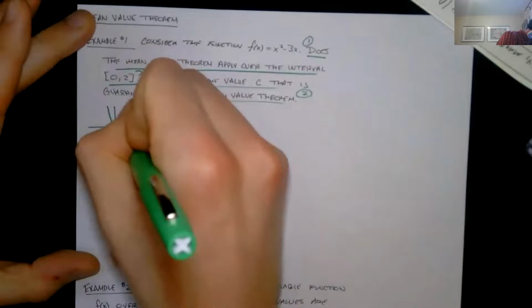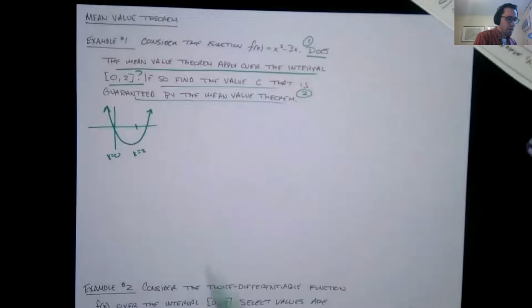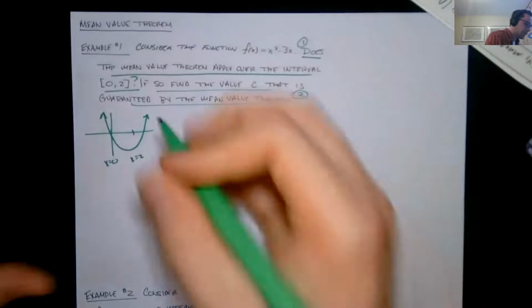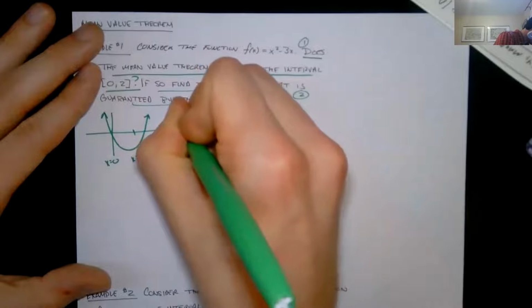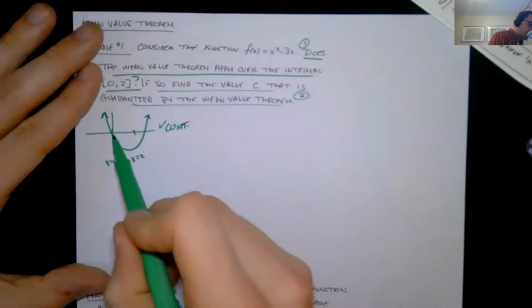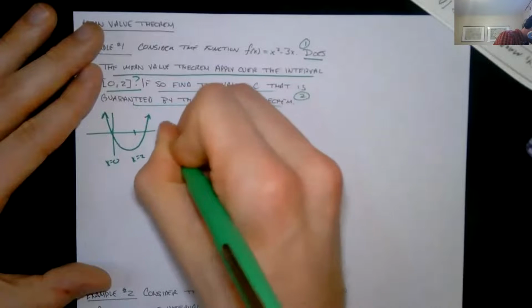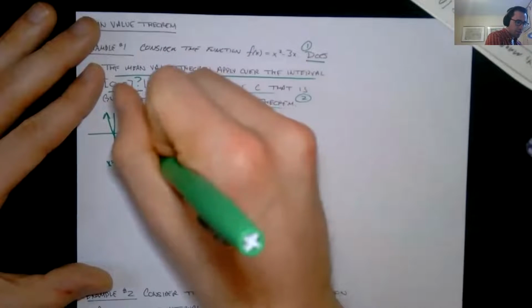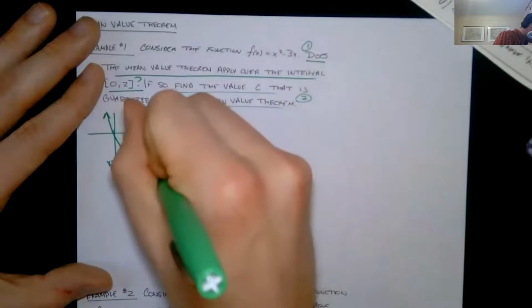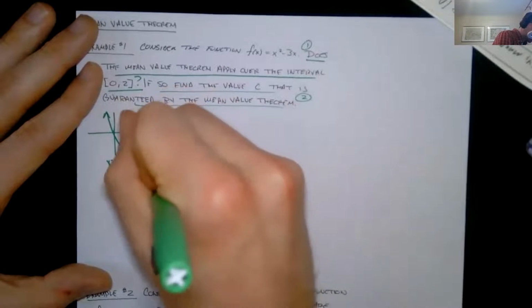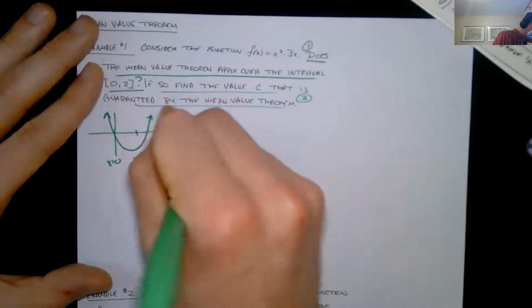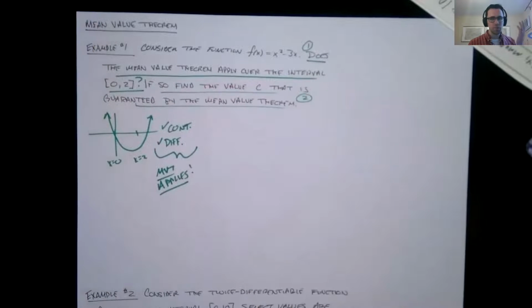My graph might look something like this, and I'm concerned about x equals 0 to x equals 2. Can I draw that without picking up my pencil? Yes, I can. So that makes this function continuous. And then, can I draw a tangent line everywhere between 0 and 2? I can. So that makes the function differentiable. This tells me that the mean value theorem applies. It's essentially like, are these two things true? Yes? Great, you can use this theorem.